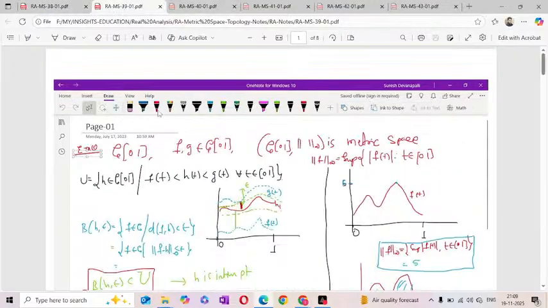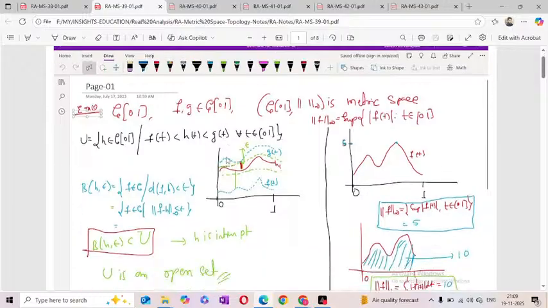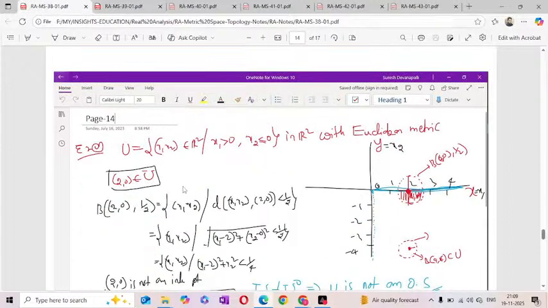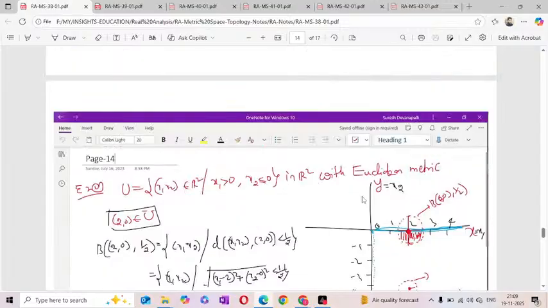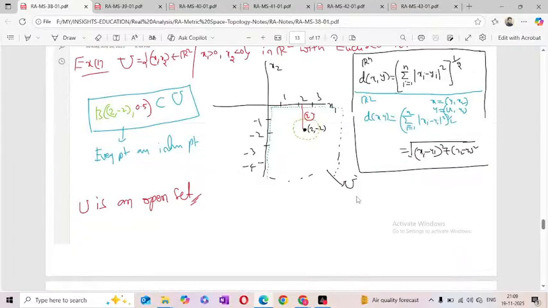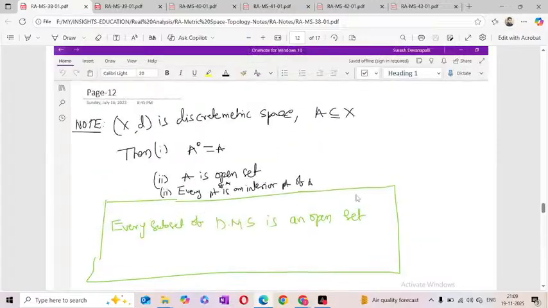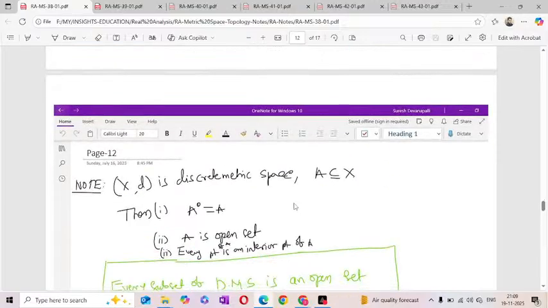Okay, so today we'll discuss one more example on the open set. After that we will discuss the properties of the open set. Previously we have seen the Euclidean metric and discrete metric. In the discrete metric, every set is an open set. Each and every subset of X must be an open set.